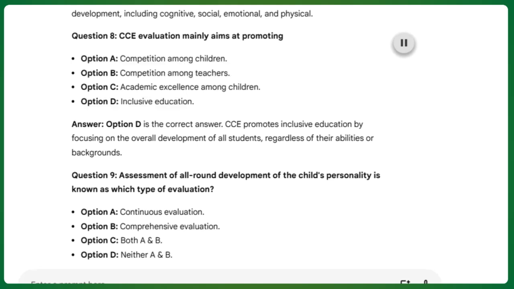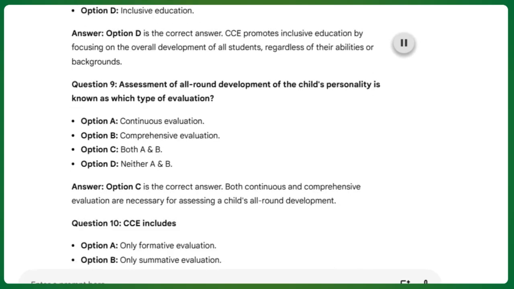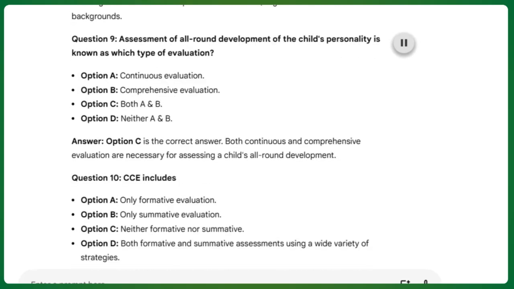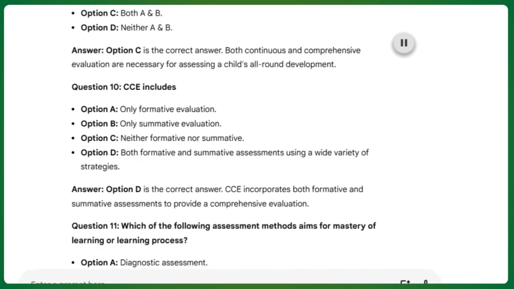Question 9. Assessment of all-round development of the child's personality is known as which type of evaluation? Option A, continuous evaluation. Option B, comprehensive evaluation. Option C, both A and B. Option D, neither A and B. Answer. Option C is the correct answer. Both continuous and comprehensive evaluation are necessary for assessing a child's all-round development.